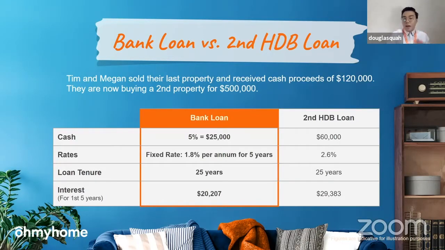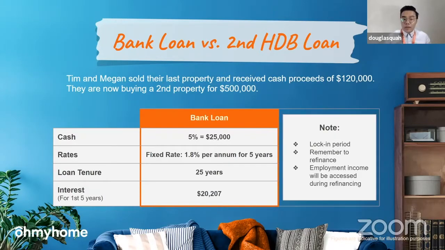Okay, so over here, however, Tim and Megan also need to note that when taking bank loans, the bank packages have a lock-in period. After the lock-in period, the interest rate typically will jump. And in such cases, to continue to enjoy the lower interest rate, they will need to refinance their mortgage loan to another bank. So during the refinancing process, please also note that banks will assess Tim's and Megan's employment income to allow them to refinance their loan to another bank. In the event that they happen to be unemployed during that period, the banks may not approve their loan for refinancing. Well, Jason, is there a way I can find out how to calculate the loan I'm eligible for?